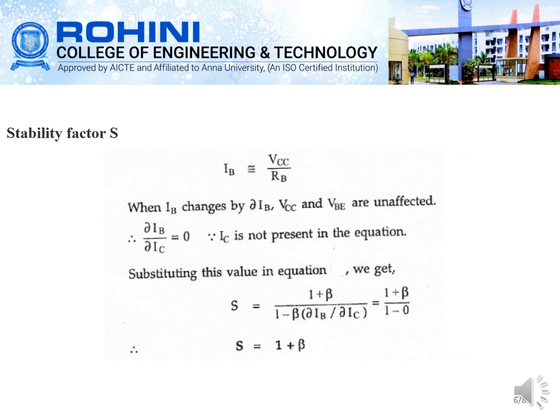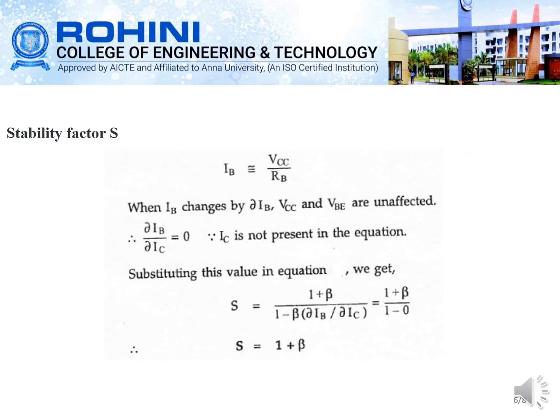So whenever there is a change in the base current, it changes from dou IB, that is VCC and VBE are unaffected, since it does not contain any voltage drop along this region. So you can write this equation as dou IB divided by dou IC is equal to 0. Therefore this IC is not present in this equation.